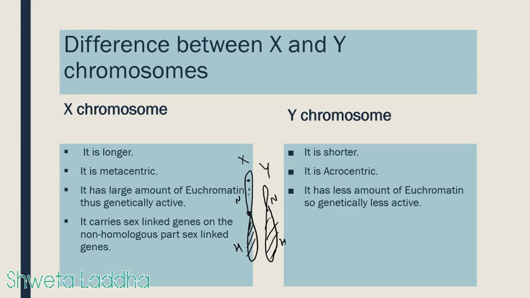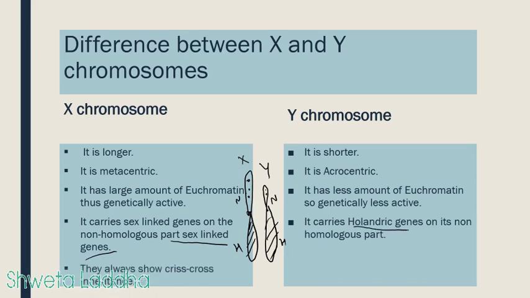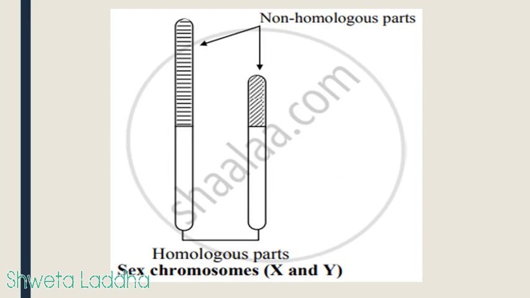Genes that are located on the non-homologous part of the X chromosome are called sex-linked genes, whereas the genes present on the non-homologous part of the Y chromosome are called Holandric genes. The sex-linked genes present on the non-homologous part of the X chromosome always show criss-cross inheritance, whereas the Holandric genes present on the non-homologous part of the Y chromosome show straight inheritance.